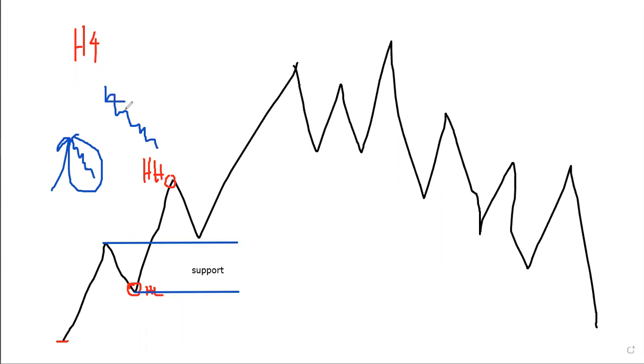Now, remember, because it's breaking previous lows doesn't necessarily mean that this market is now going bearish. Why? Because it has made a higher high and it has made a higher low, right? In this instance, we can clearly identify that this market is currently bullish.